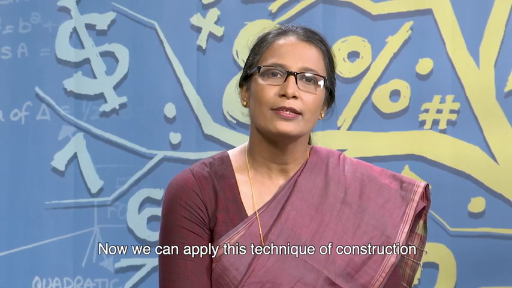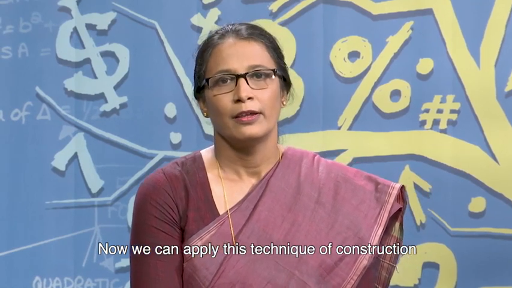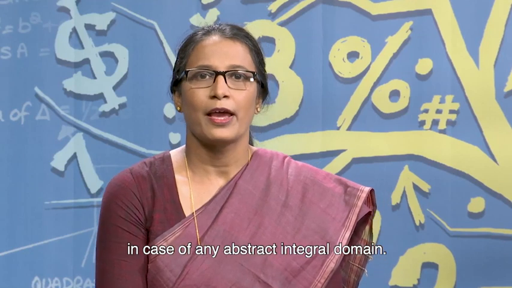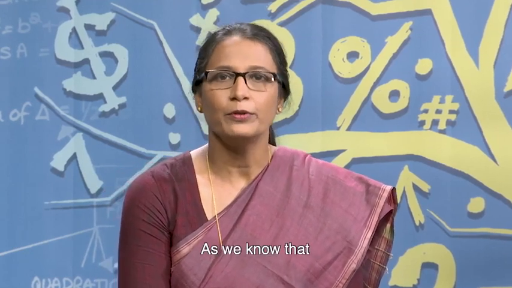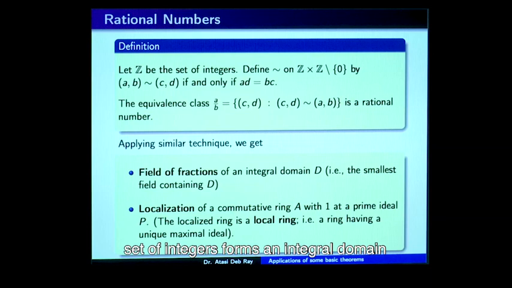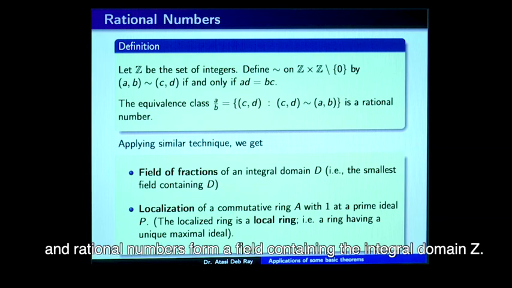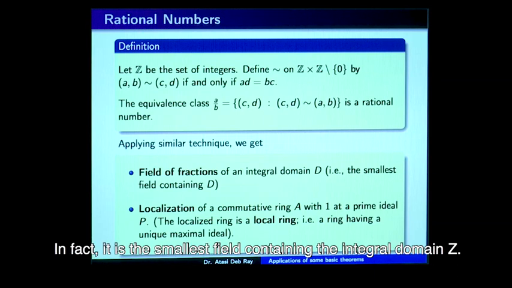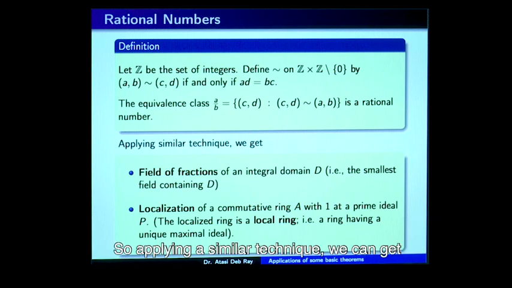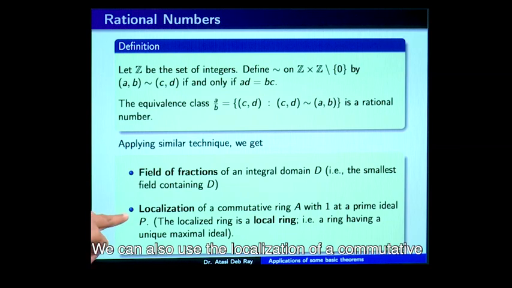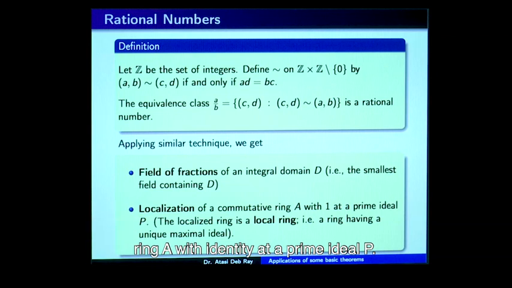So, now we can apply this technique of construction in the case of any abstract integral domain. As we know that the set of integers forms an integral domain and rational numbers form a field containing the integral domain Z. In fact, it is the smallest field containing the integral domain Z. So, applying a similar technique, we can get the field of fractions from an integral domain D. We can also use the localization of a commutative ring A with identity at a prime ideal P.